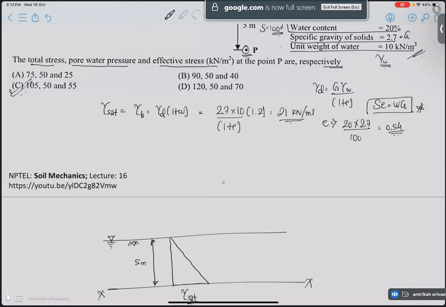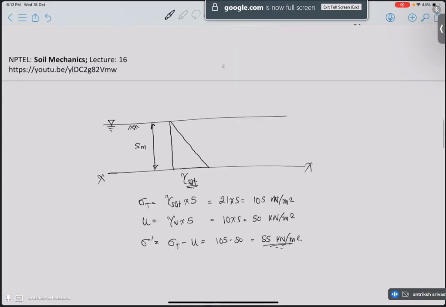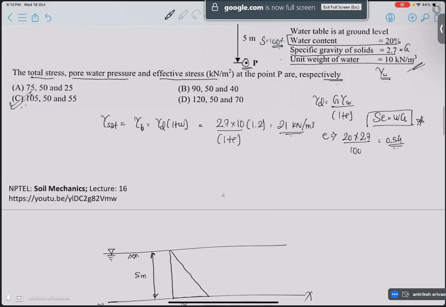So we could have avoided all these extra calculations if we just saw that in no other option are we getting the value of total stress as 105, and we can save some time using these kind of tricks in the main exam.